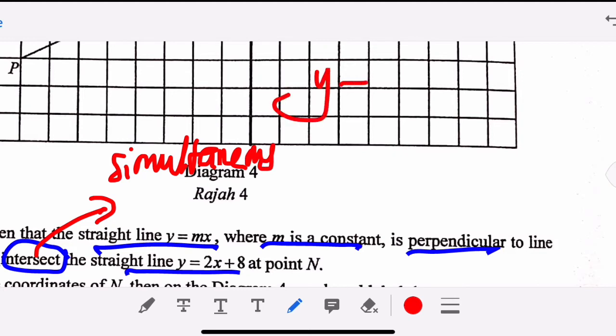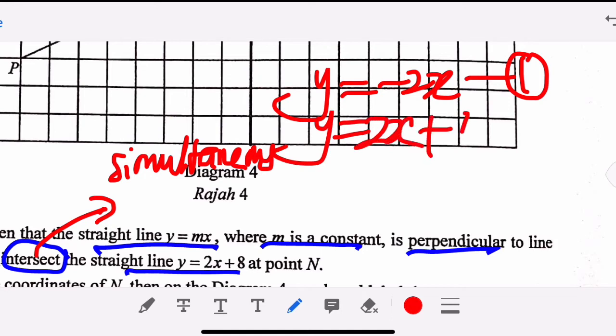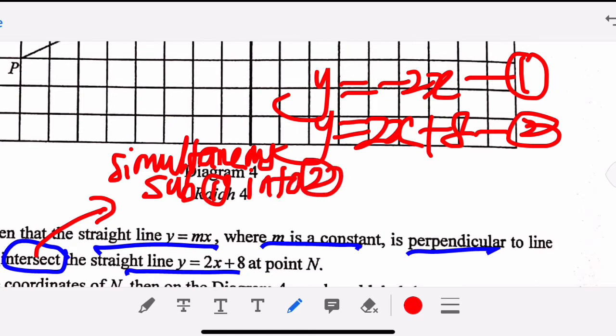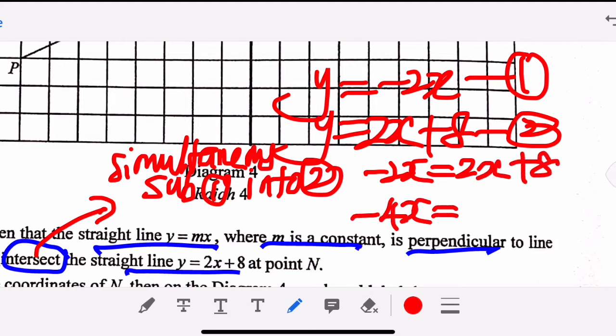So we have y equal to negative 2x. This is number 1. Intersect this line. So the moment you see intersect, you will do simultaneous. So you can say sub 1 into 2, or you can say 1 is equal to 2, same. So negative 2x equal to 2x plus 8, right? So that means I will have negative 4x equal to 8. Then my x is negative 2.